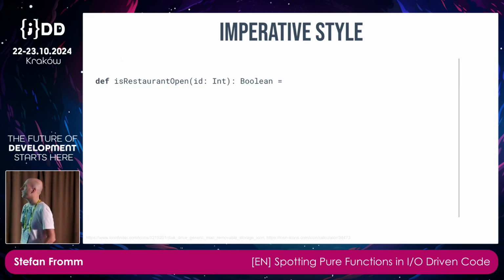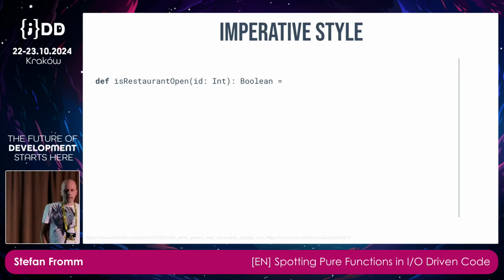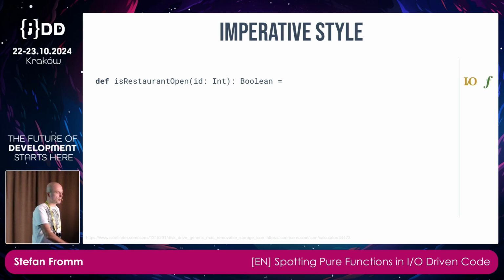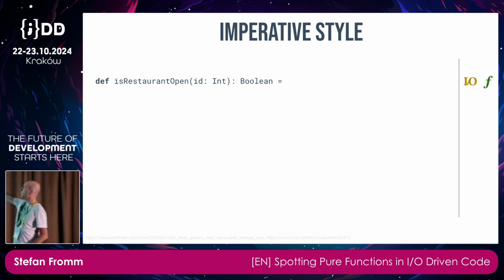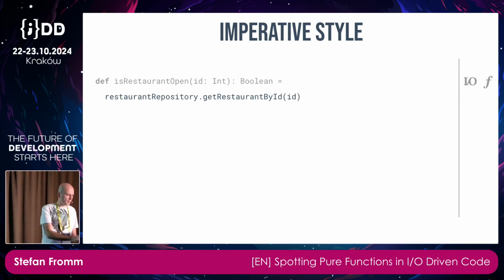So we declare a method, isRestaurantOpen. It takes a restaurant ID and returns a Boolean, and I think everyone already knows that this is not a pure function. This is a mix: there will be some I/O inside, and of course there's also some logic inside, which could maybe be expressed as pure functions. I will annotate this here on the right side. What is the character of each method? Okay, we start to get the restaurant data from the database. This is, of course, I/O.